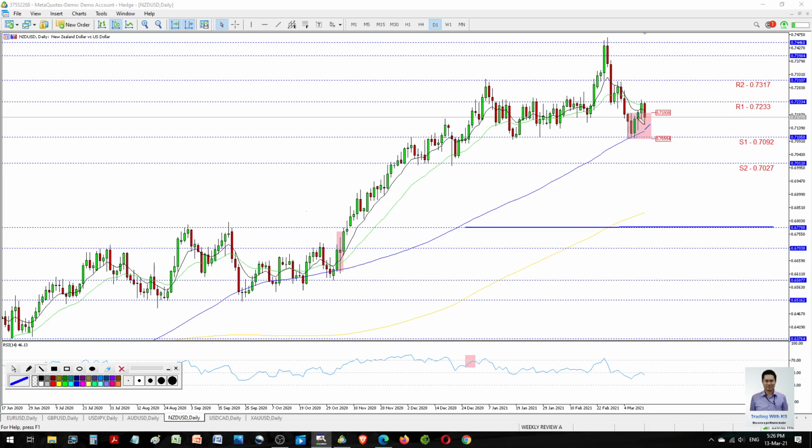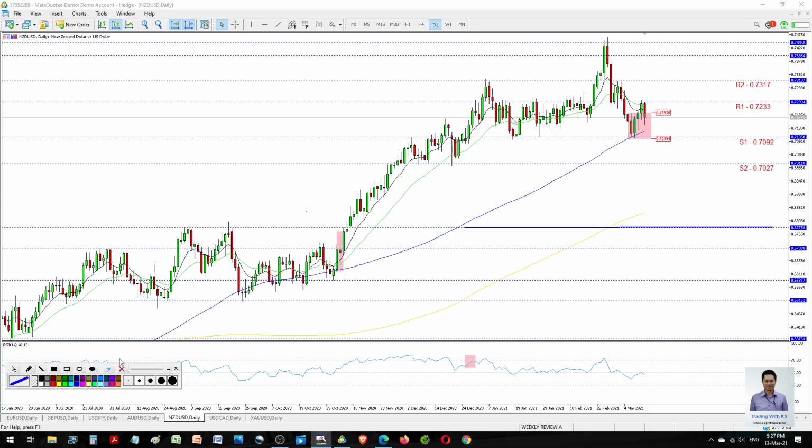So this one we will not trade, because this is uncertain. It could come down here and break over here. If it comes down and breaks over here, most likely it will come down and retest 0.7027, S2. If it goes back up, then it could likely come and retest 0.7233. If it breaks above, then it could come and test 0.7317.